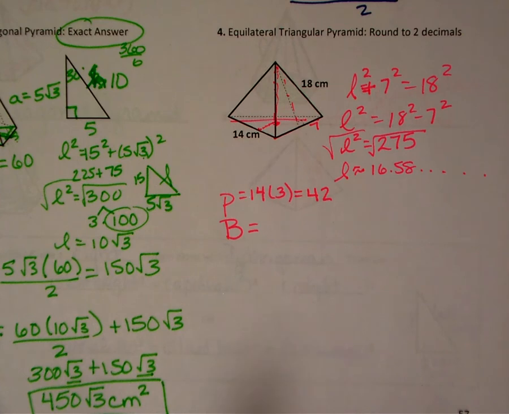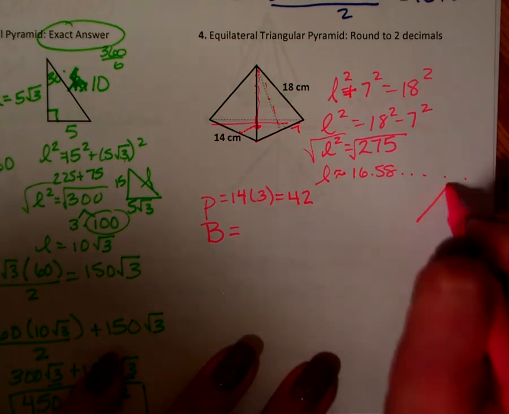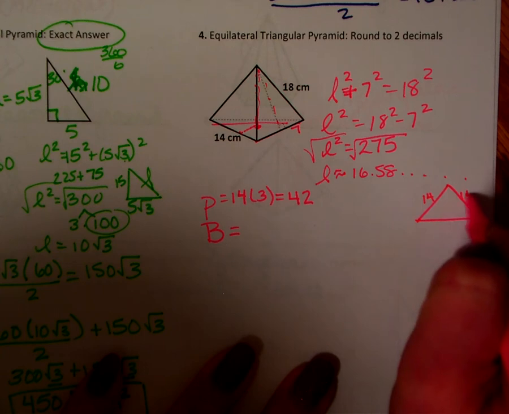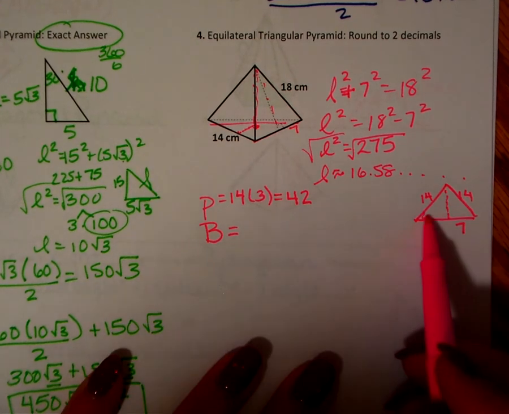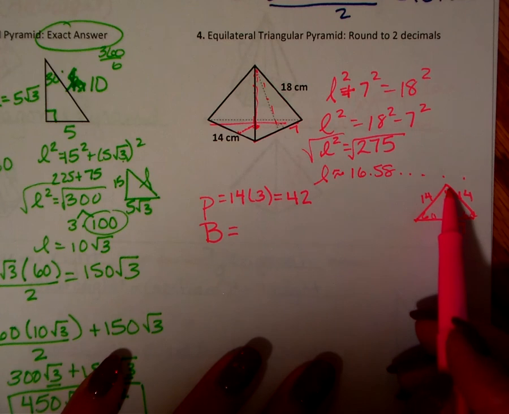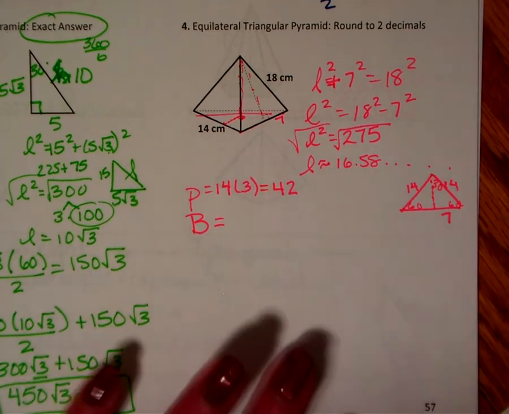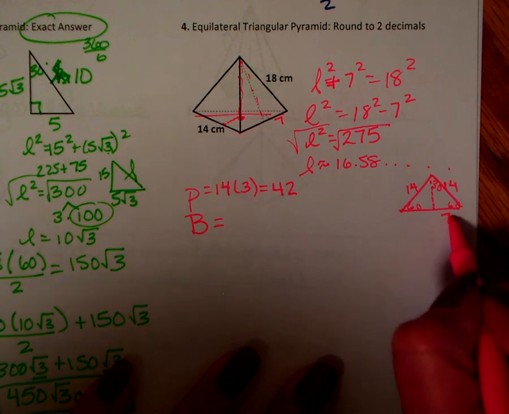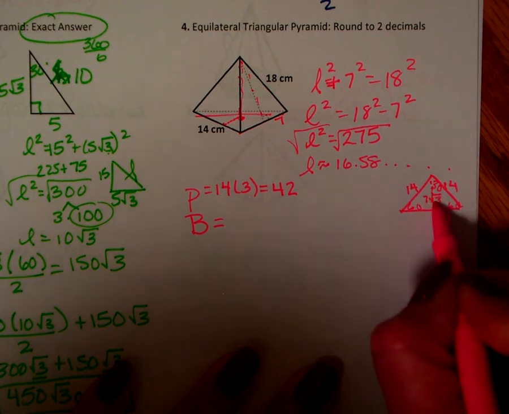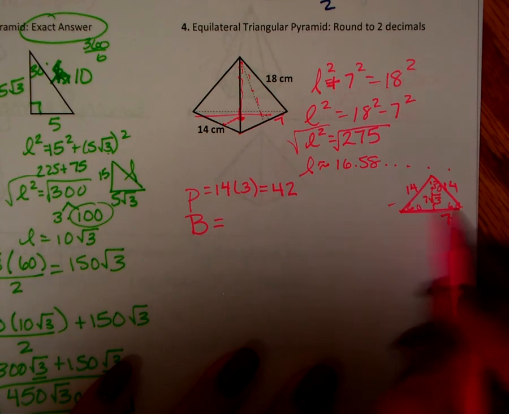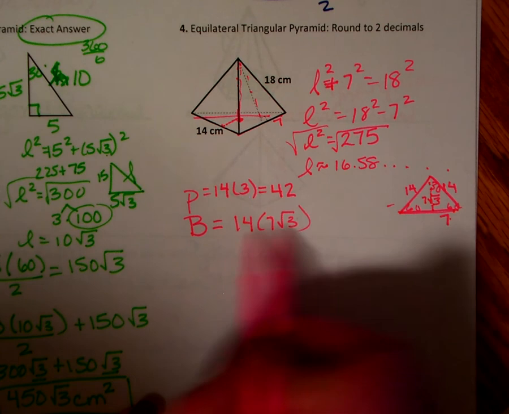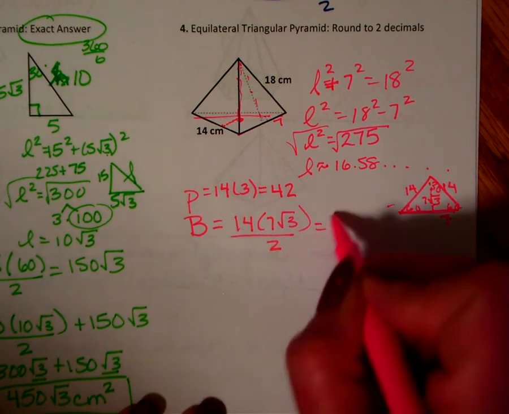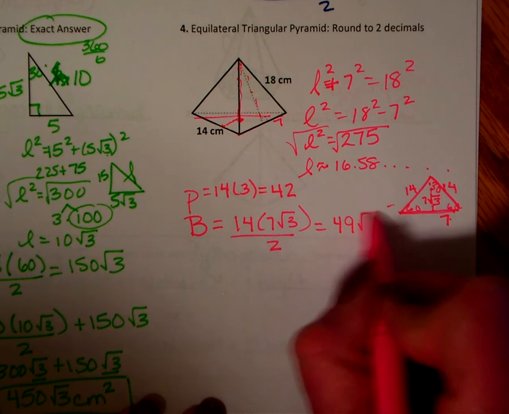I need to find my height, right? So here, let me get this triangle over here. So 14, 14, and I need this height, so that is 7. Remember, it's equilateral, so it's 60 degrees, 60 degrees. This was 60, and I cut it in half, so it's 30 degrees. So on a 30 degree, if this is 7, that makes this 7 square root of 3. So to get the area of the base, I take base times height divided by 2, which gives me 49 square root of 3.